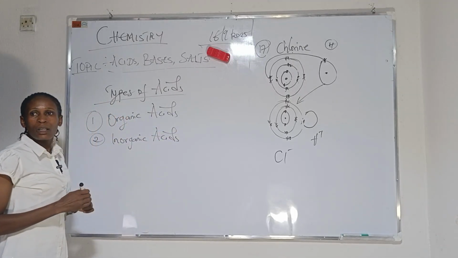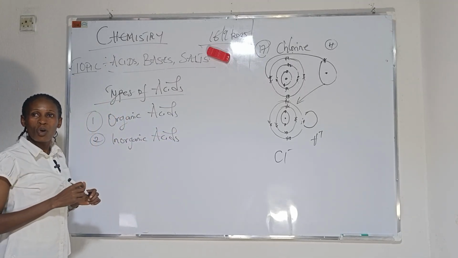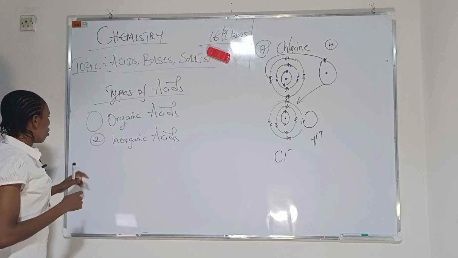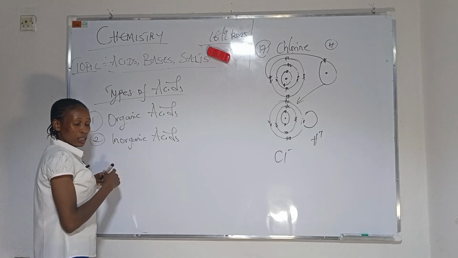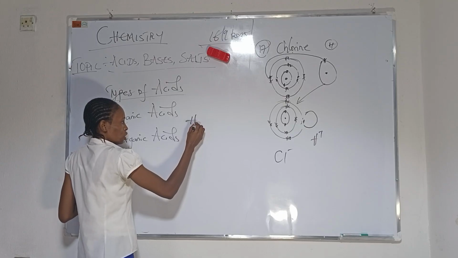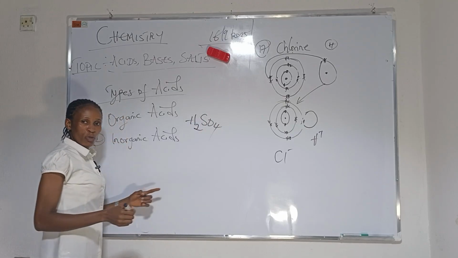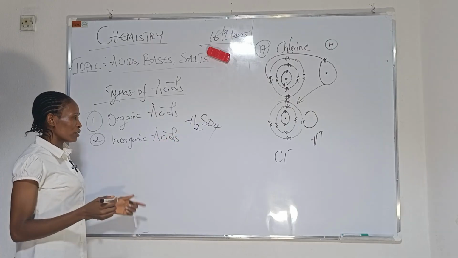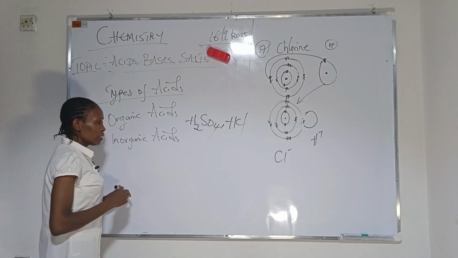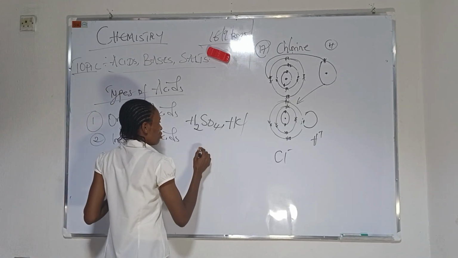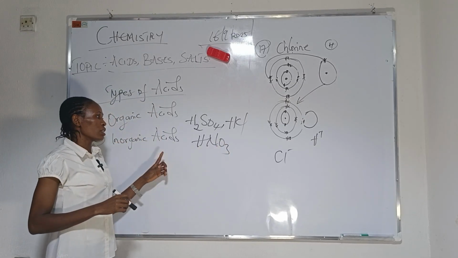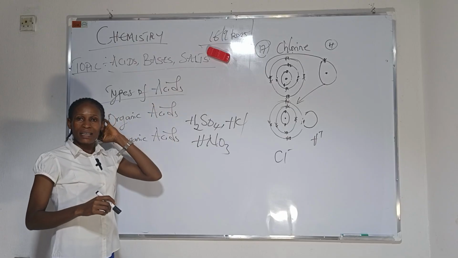Now I am going over to inorganic what? Acid. Inorganic acid, we refer to those ones as mineral what? Acid. If you don't want to call them inorganic acid, you refer to them as mineral. I have H2SO4, which we just played with now, hydrogen tetraoxosulfate 6, HCl, hydrochloric acid. Which other one do we have? HNO3, hydrogen trioxonitrate 5.